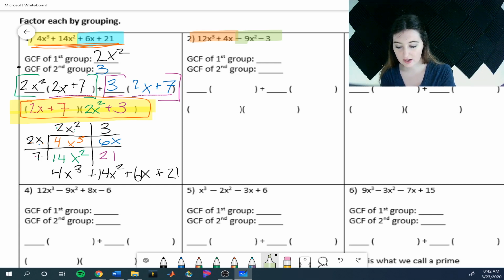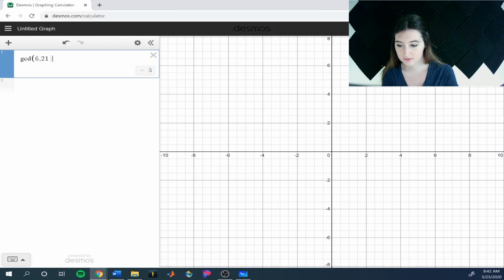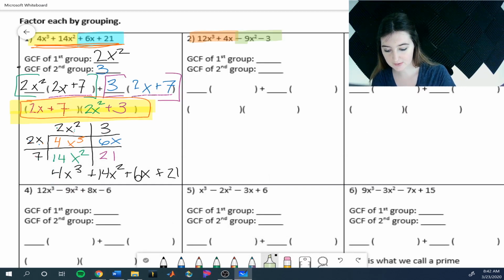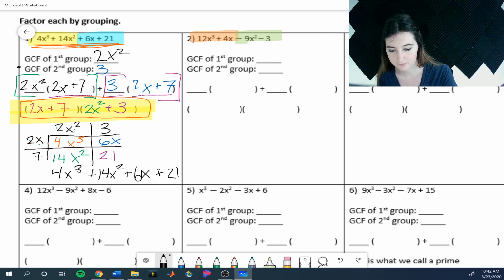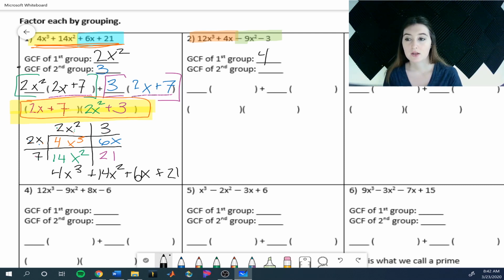Okay, GCF, I pull up Desmos here. GCD, I have 4, 12. What is my greatest common factor between 4 and 12? It is 4. Okay, and then I have x cubed and x. What do they both have in common? Just one x.